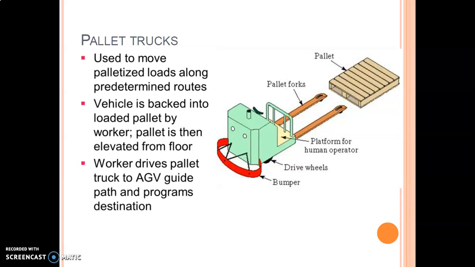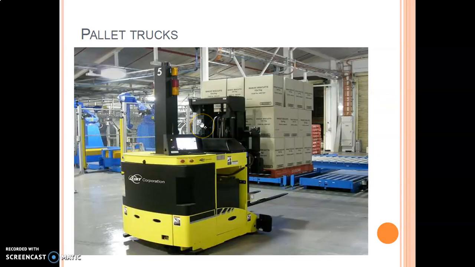The vehicle is backed into the loaded pallet by a worker. The pallet is then elevated from the floor. The worker drives the pallet truck to the AGV guided path and programs the destination. So you can see this unit on the left-hand side is the AGV. It can travel the specified path, and it can also carry the pallet. So you can transfer material from one place to another.